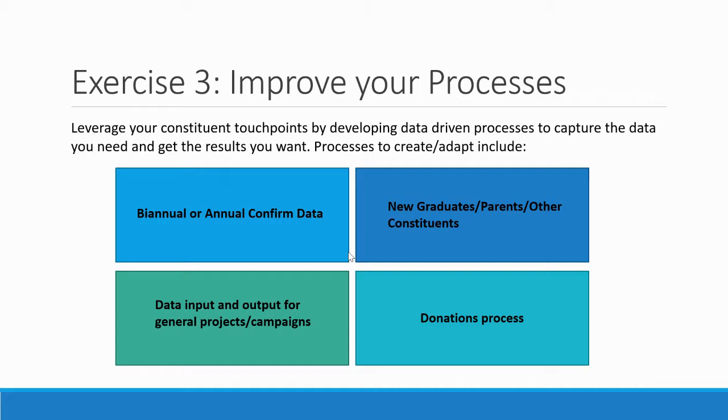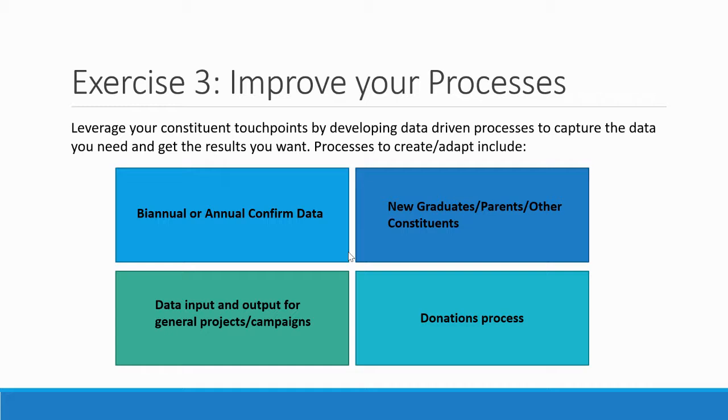From a confirm your data standpoint, in the previous sections, we've reviewed how data declines in accuracy year over year because people are changing jobs, moving, what have you. What you do want is to ensure that you are keeping your data as up to date as possible. And you can do that through an annual confirm your data, but you combine that with an actual touch point, which we'll get to in a second.